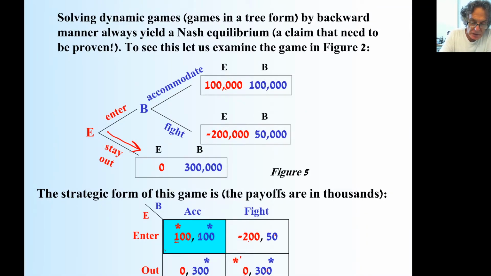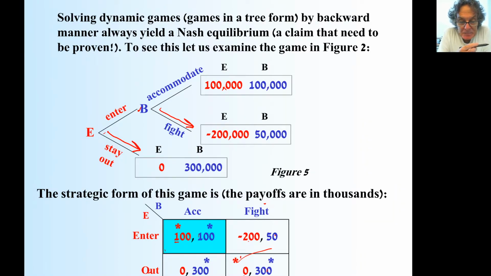Why is E out? Because B threatened to fight. Out and fight. So what is this? B is telling E, look, if you are going to enter, I tell you what I do. I fight, and you are going to lose $200,000. E is scared by that threat, and he decides to stay out.